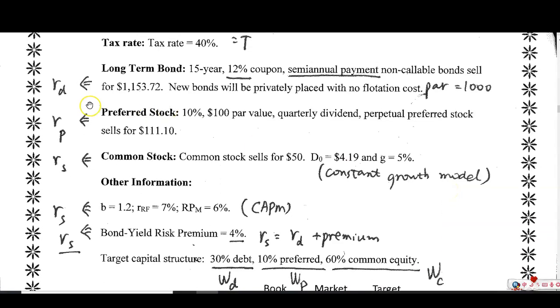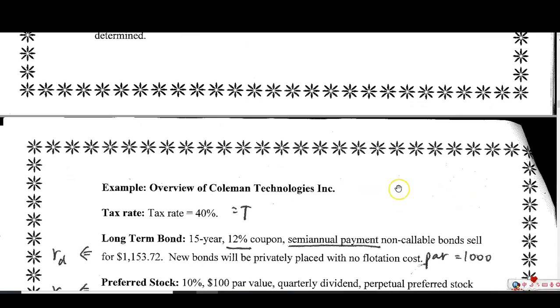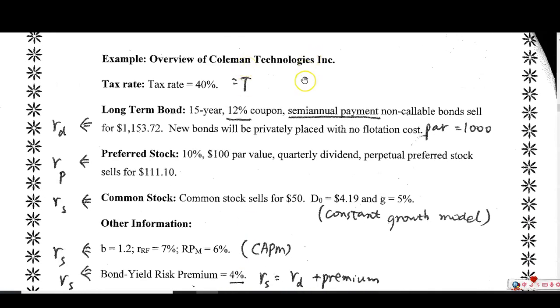We're going to calculate the cost of debt, preferred stock, and common stock one by one, and multiply them by the three weights, taking the tax adjustment, to calculate WACC for this firm, Coleman Technologies.